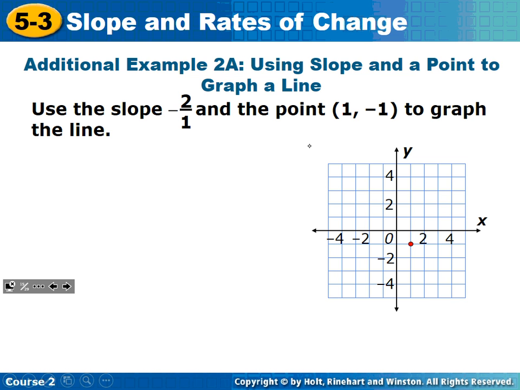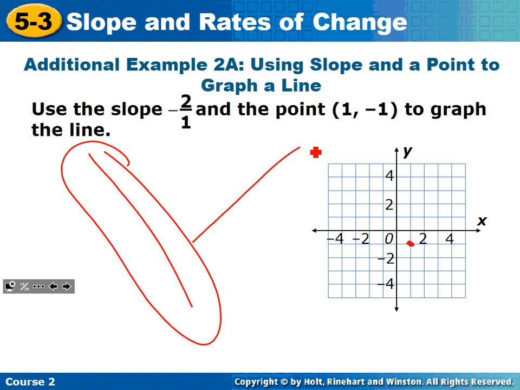You're going to have questions that look like this. Use the slope, -2 over 1, and the point (1, -1) to graph the line. So here's what we do. 1, -1 over 1. There you go. You got a dot there. Now you know my slope is -2 over 1. So is my line going to look like this, or is it going to look like this? It's going to look like this one right here. So we know it's going to go that way.